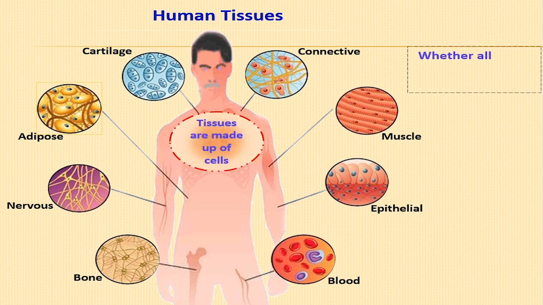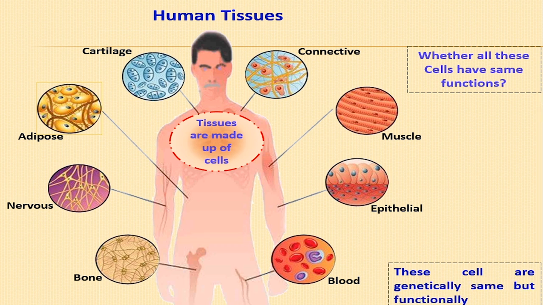all these tissues are composed of different types of cells. The question is whether all these cells have the same functions, or whether all these cells are of the same type, or whether these cells have some similarities or no similarities among them. So the answer to this question is that these cells are genetically similar, meaning they share the same genome, the same type of genetic material is present among all these cells making different tissues, but functionally they are different. Each cell has to perform its specific function according to its tissue, and these tissues compose specific organs, and different types of organs combine and work together to produce a human being.